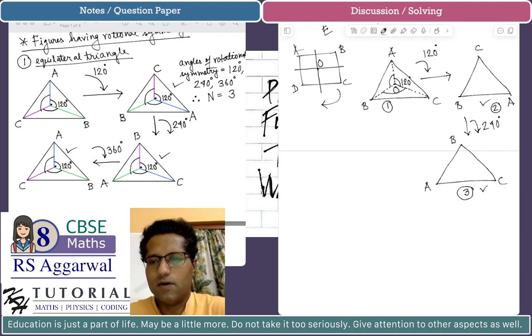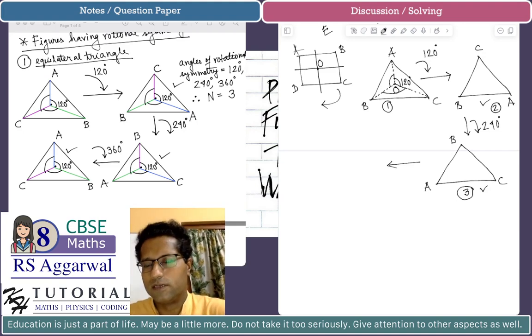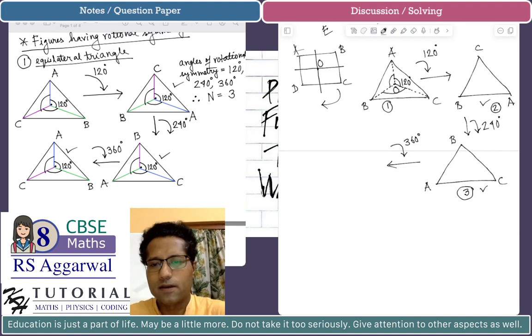Okay. Now again, if you rotate the triangle at position 3 by 120 degrees, that is, you are actually rotating the triangle from its initial position by 360 degrees. 240 plus 120 is 360 degrees. At 360 degrees, you will get back the original triangle.